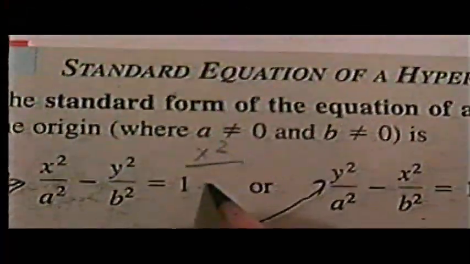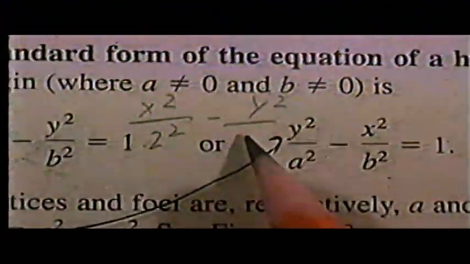So therefore, for our example, we would have x squared over a squared, and we know that a is 2, so that would be over 2 squared, minus y squared over b squared, and we found that b was the square root of 5, so we would have the square root of 5 squared, equals 1. This would be exactly in standard form, and this is the way I would prefer it written.